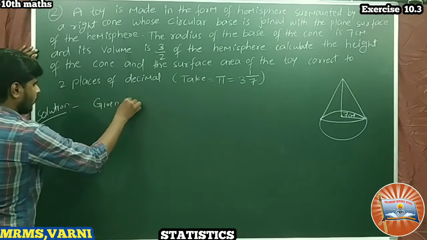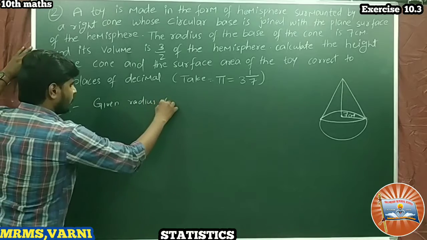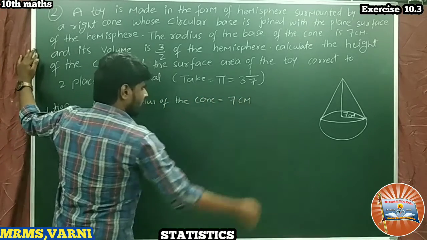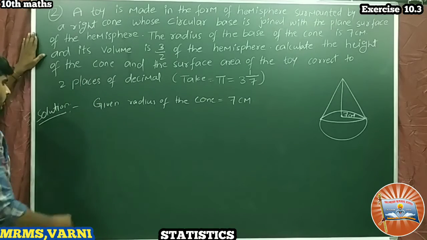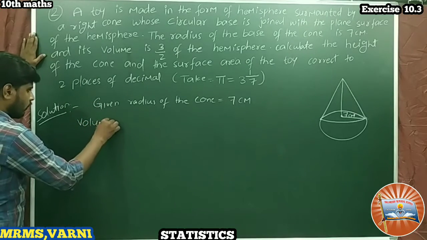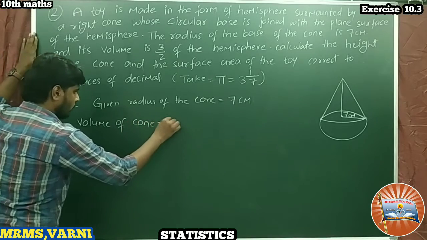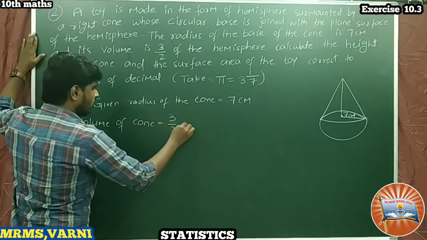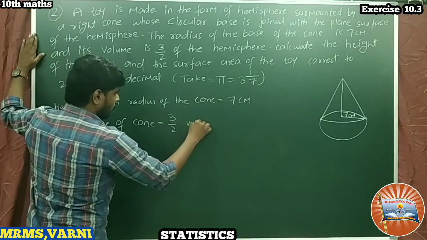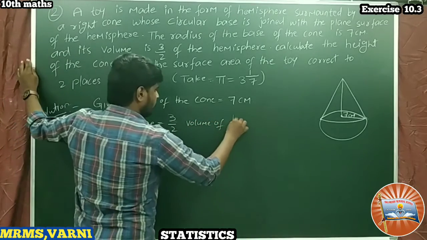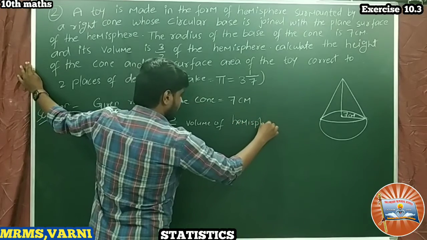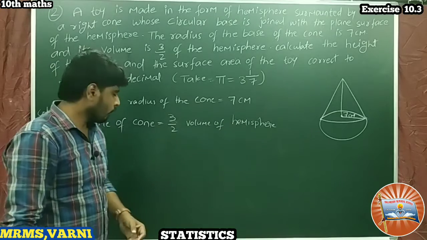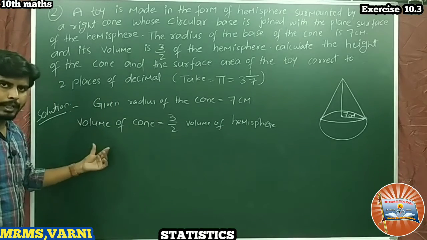Given: radius of the cone is equal to 7 centimeters. Okay, right. So volume of cone is equal to 3/2 volume of hemisphere. What is the volume of hemisphere formula? 2/3 pi r cube. What is the formula for volume of cone? 1/3 pi r square h.